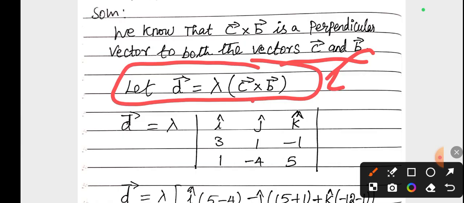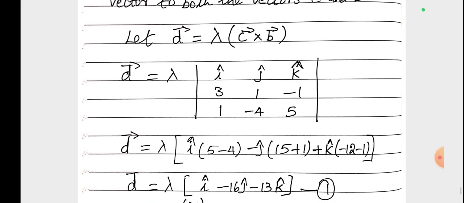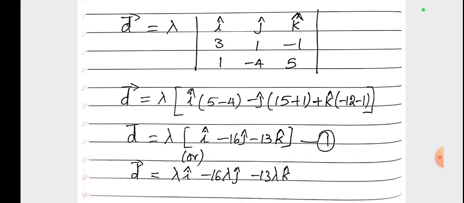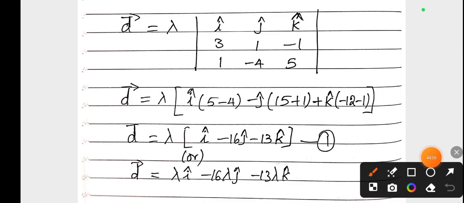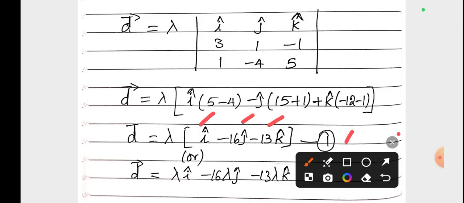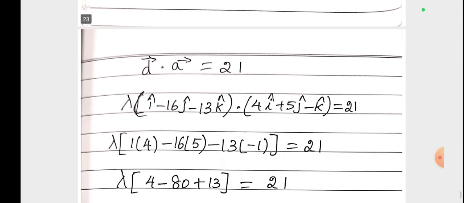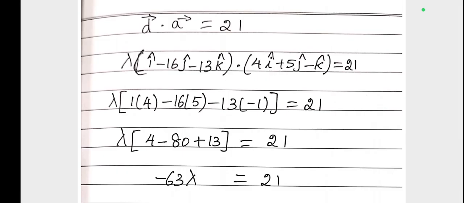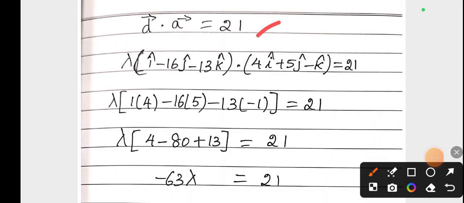Then you find C vector cross B vector here: i cap, j cap, k cap. As usual, do the determinant. When you do the determinant, you will get lambda into i cap minus 16j cap minus 13k cap. So D vector equals lambda into i cap minus 16j cap minus 13k cap. Clear? Then D vector dot A vector equals 21, that is given. I have taken lambda out; even you can multiply inside, that is your wish. When I'm teaching, I multiply inside, now I am keeping it outside.